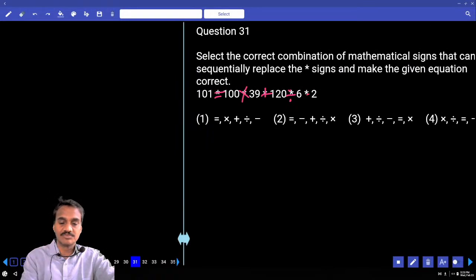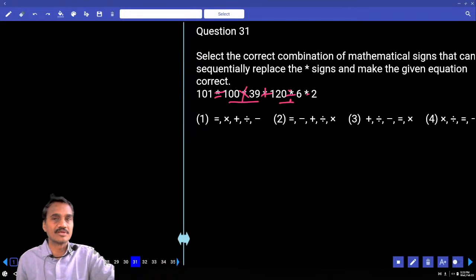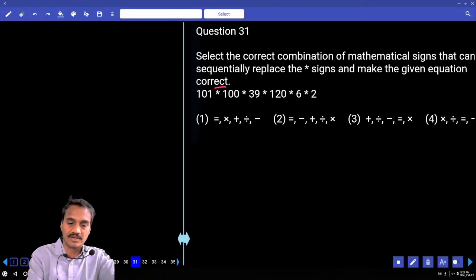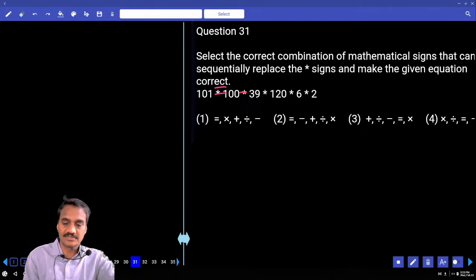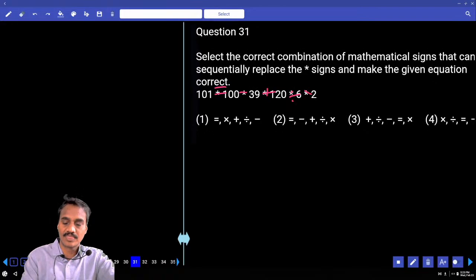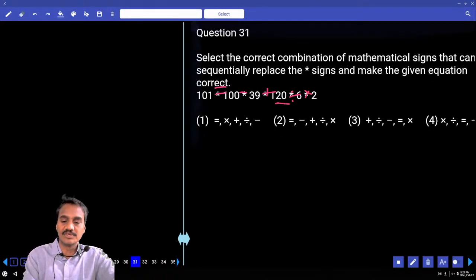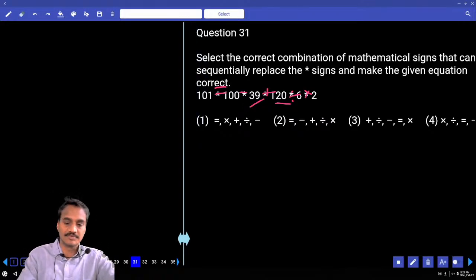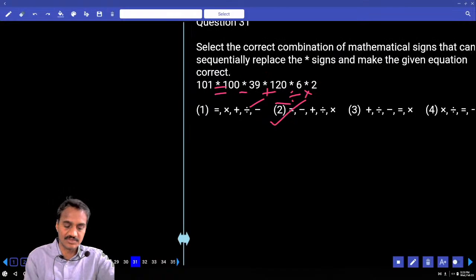Then we get 3,900, and plus only 2 will be subtracted from this one, and it cannot be your answer. Second, 120 equals minus, plus, division and into. Now 120 divided by 6 is 20, and 20 into 2 is 40, and 40 plus 140, 140 minus 39. How much is that? 101. Then choice 2, question number 31.